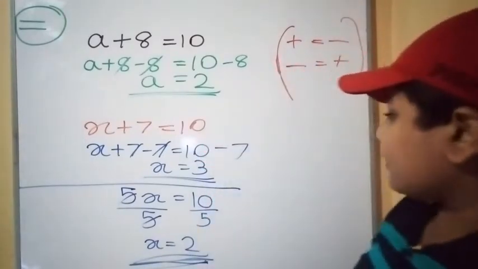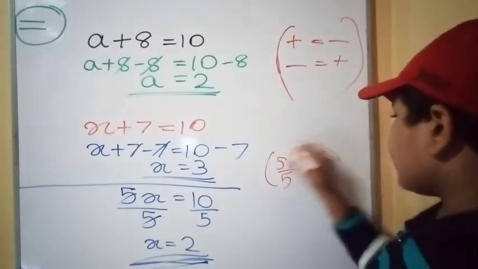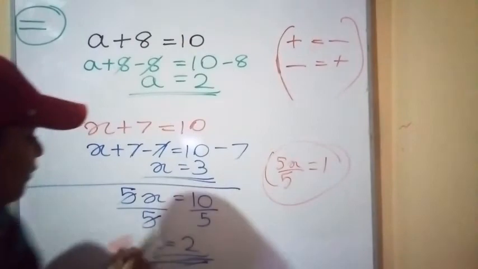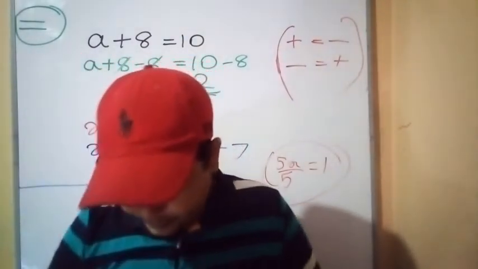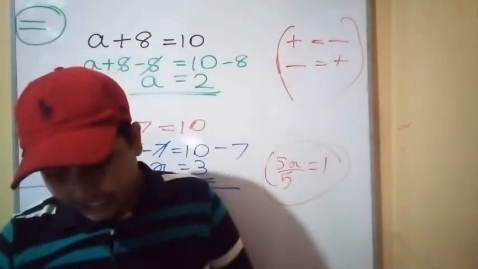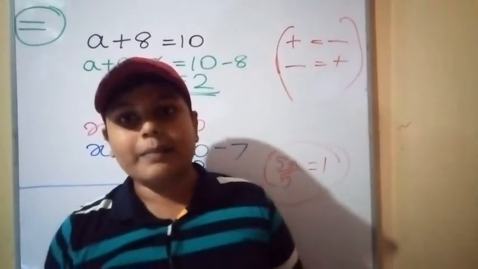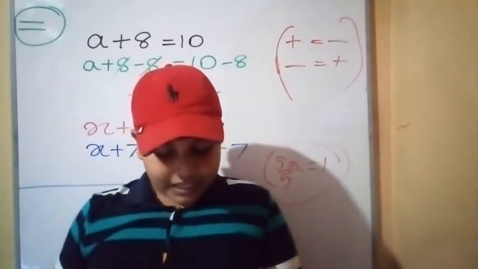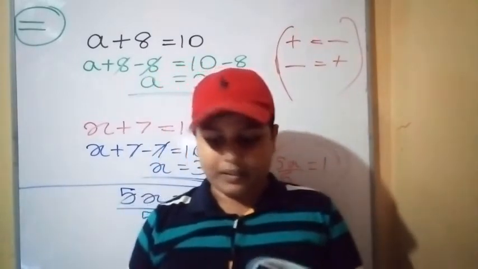Now also a very important point in solving equations. When the same number is subtracted from the two sides of an equation, the new values obtained on the two sides are equal. When the same number is added to the two sides of an equation, the new values obtained on the two sides are equal.